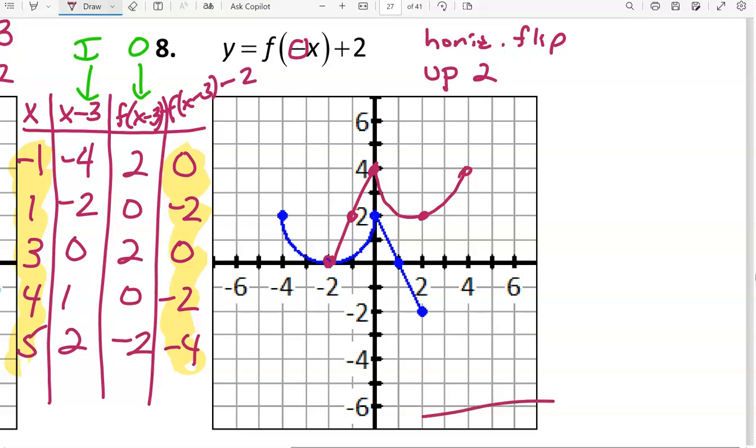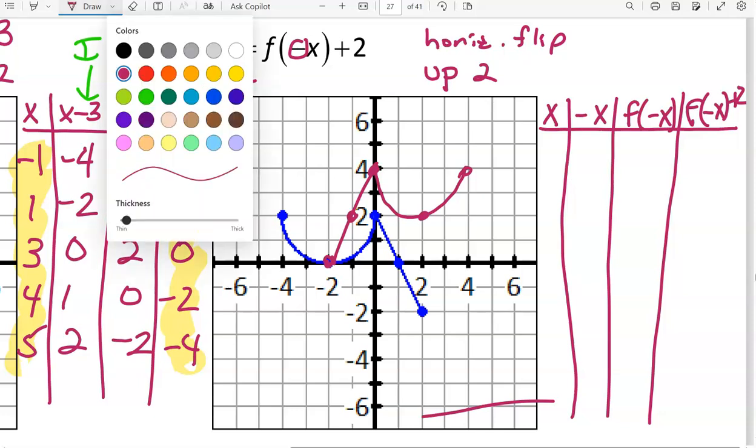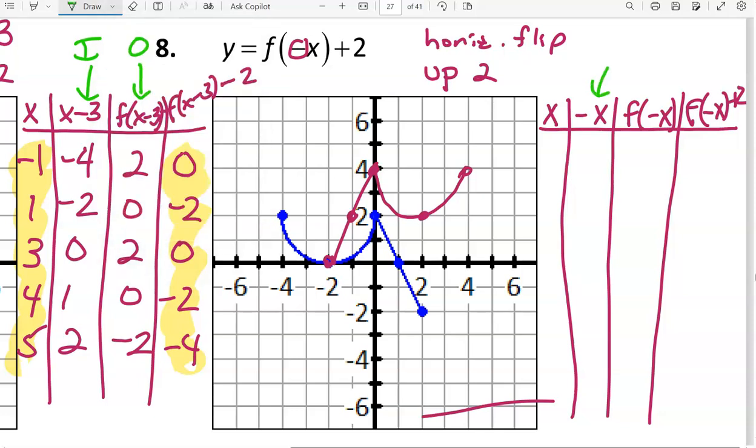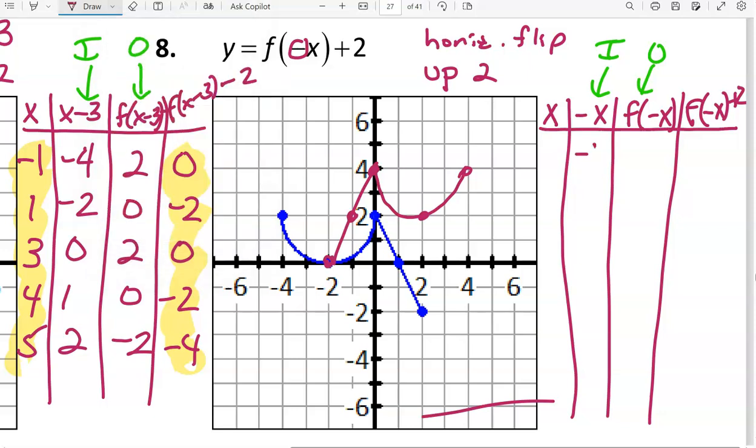If you prefer the table of values approach, we're going to have 4 columns: x, the opposite of x, f of the opposite of x, and last column, f of the opposite of x plus 2. The input and the output columns are whatever's on the inside of the function and the function value of that expression. That's where our original function points go. So f of x's inputs and outputs go there.